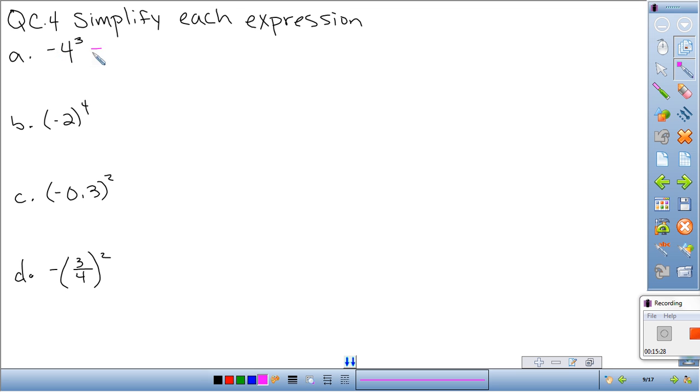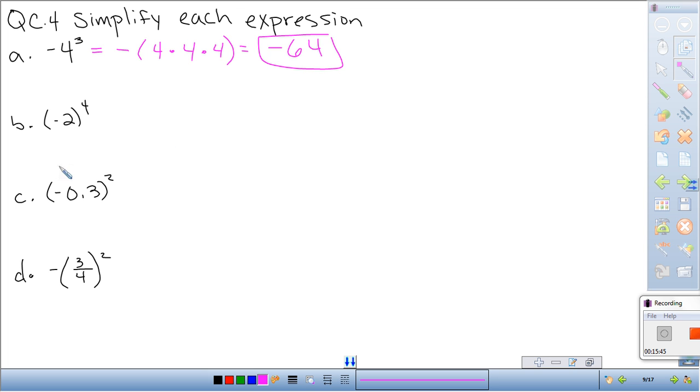So on A, again, this means the opposite of 4 cubed. So the opposite of 4 times itself 3 times. So it's the opposite of 4 times 4 is 16, times 4 is 64. The opposite of 64, which is negative 64.